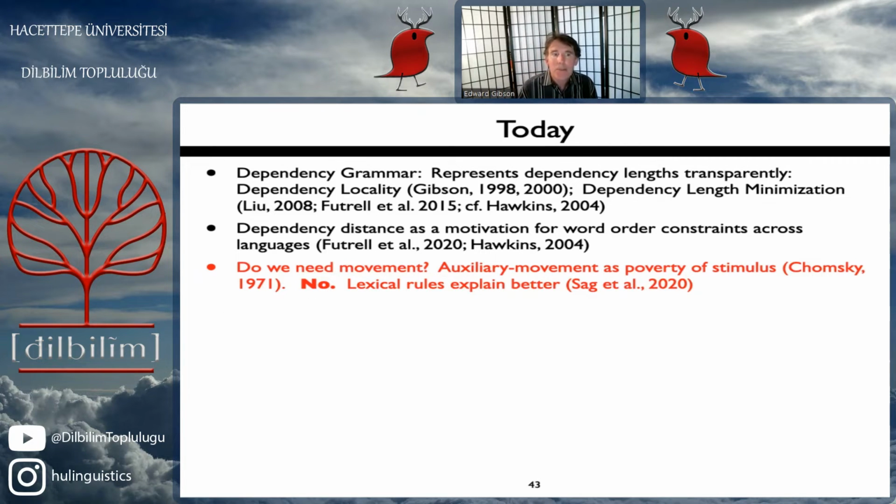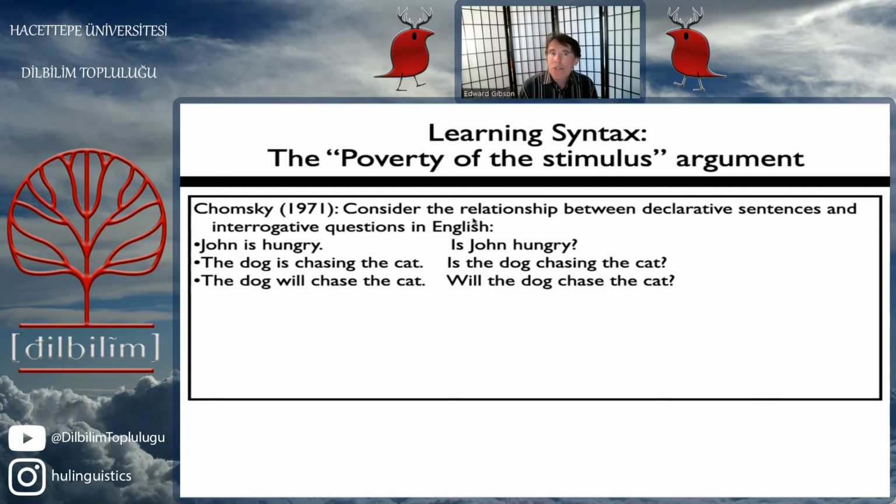I want to tell you a little bit about movement. Do we need movement? I think no. So here, I'll just give you Chomsky's argument for why movement is innate. He was very clever, it was a very clever idea. In 57 he proposed the phrase structure and movement theory of grammar, and then he elaborated it in 65, and then he elaborated it some more.